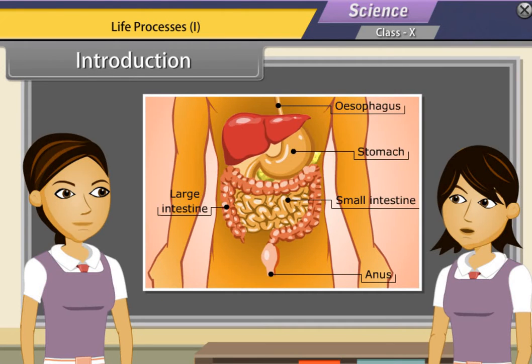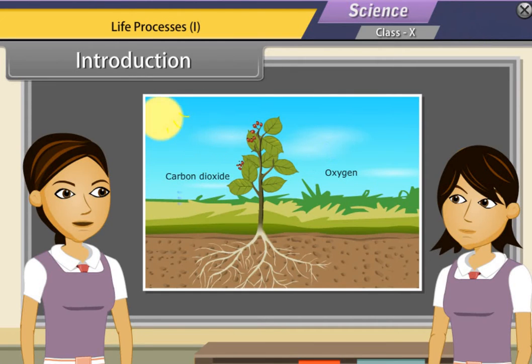Know that all organisms perform some basic functions to keep themselves alive. Do you know what life processes are? Yes, the basic functions performed by living organisms to maintain their life on this earth are called life processes. To perform these functions, energy is required. They get this energy from outside the body in the form of food.